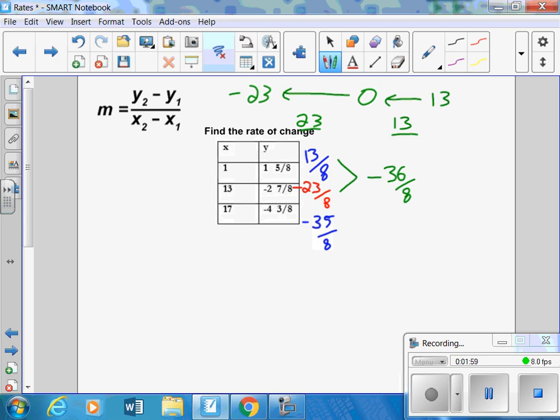Okay, now the next one here, go from negative 23 to negative 35. Well, that's only going down 12. So this is negative 12 over 8.